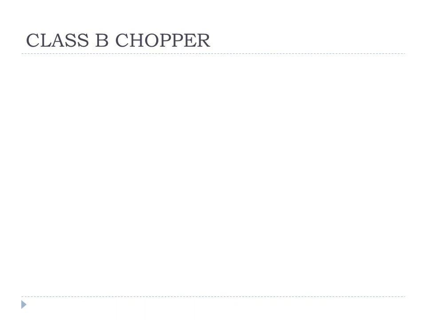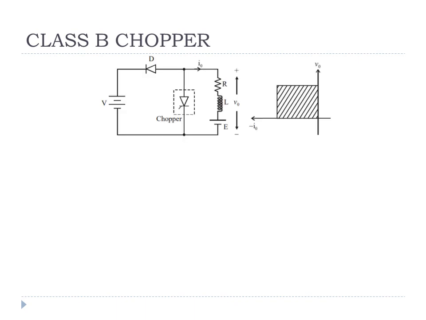So let us see the class B operation of the chopper. This is the circuit diagram. Here we can see that the direction of the current will be opposite to the conventional direction, so note down how the diode is connected in the circuit. When the chopper is on, the current will be flowing in the opposite direction, and the source E will help in charging the inductor. When the chopper is off, voltage source E along with the energy stored in the inductor will be applied to the supply voltage V.